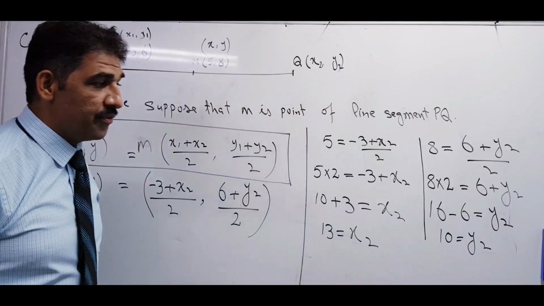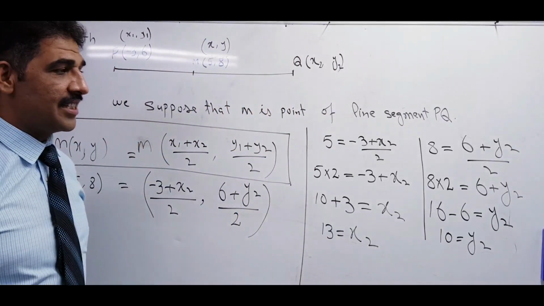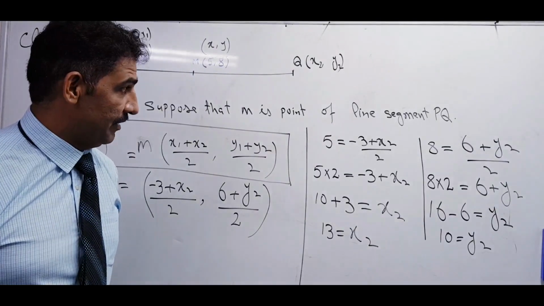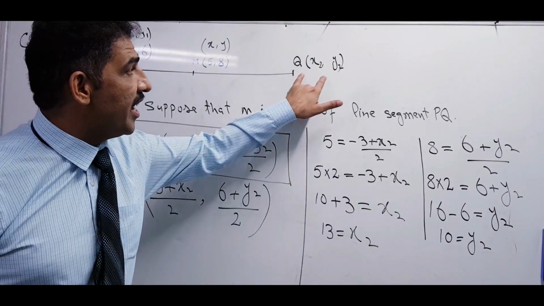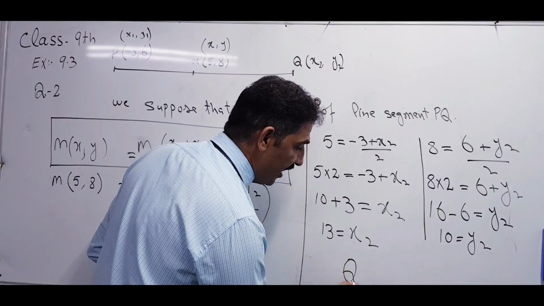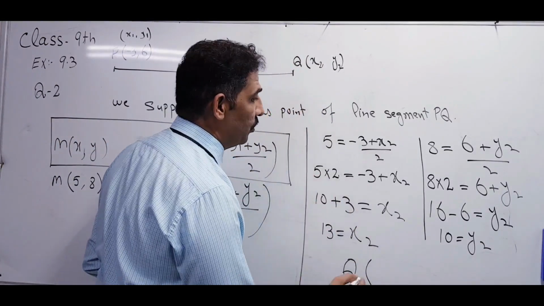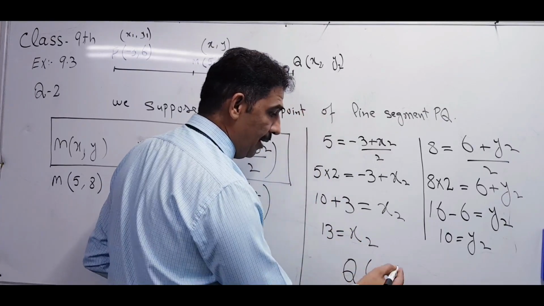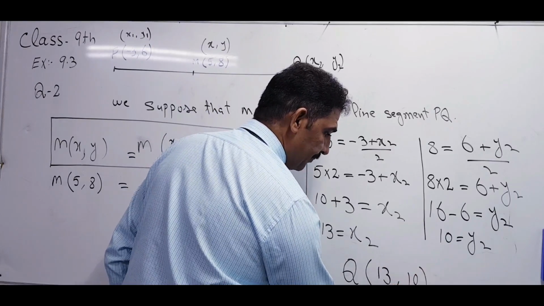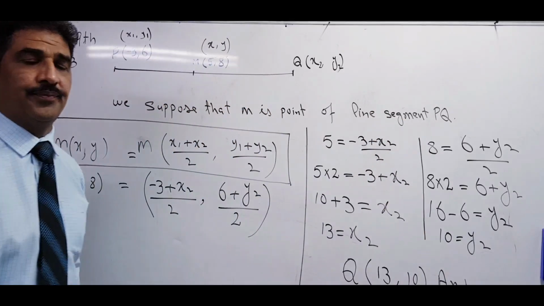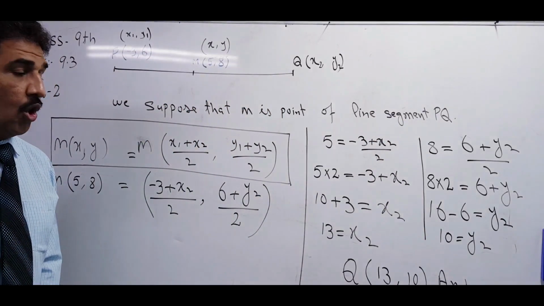So is our question finished? No, one step you have to write. What is the question asking? The demand of the question is to find the value of Q. So at the end, we will write Q is equal to the x2 value, what is that? 13, comma, 10. That is our answer. Hope all of you understand.